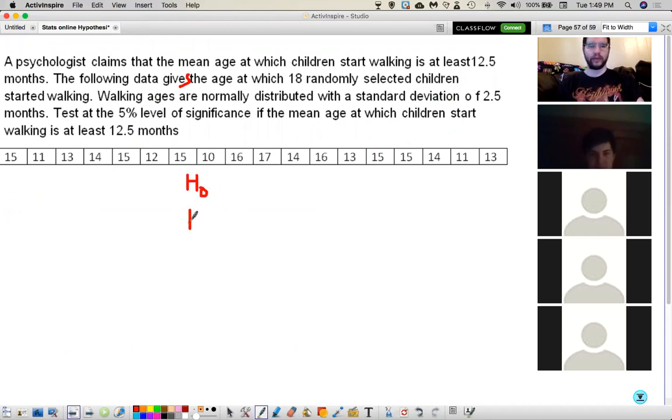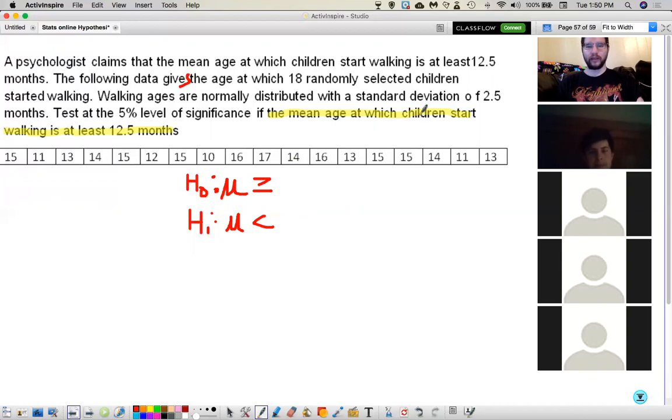Start with your null and your alternative hypotheses. At least 12.5. The mean age at which children start walking is at least 12.5 months. That's our claim. So that's at least, that's greater than or equal to. That's in the null. That makes less than our alternative, which means we have a left tail test. Our tail always comes from the alternative.